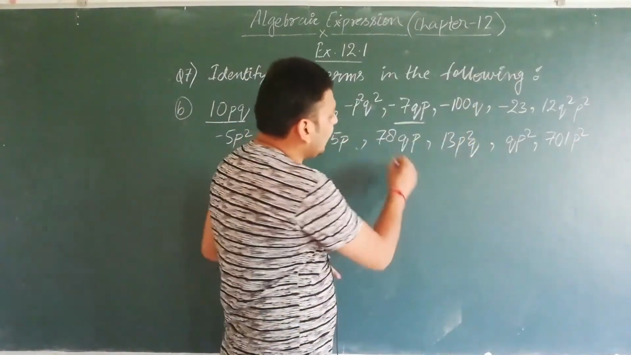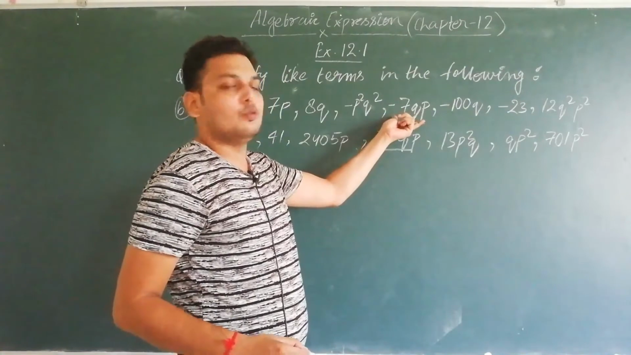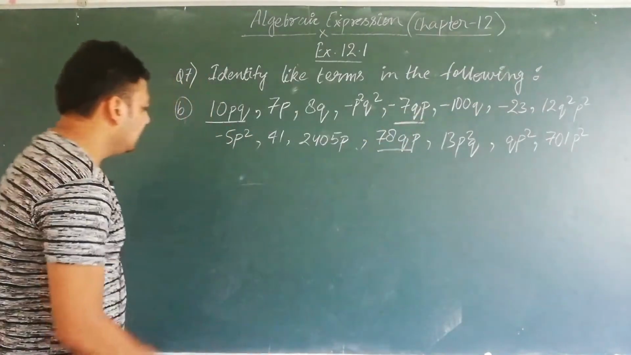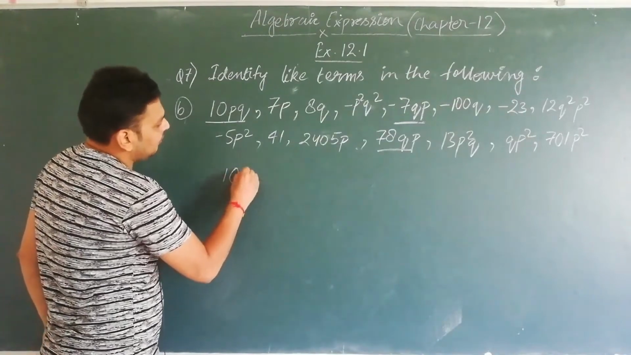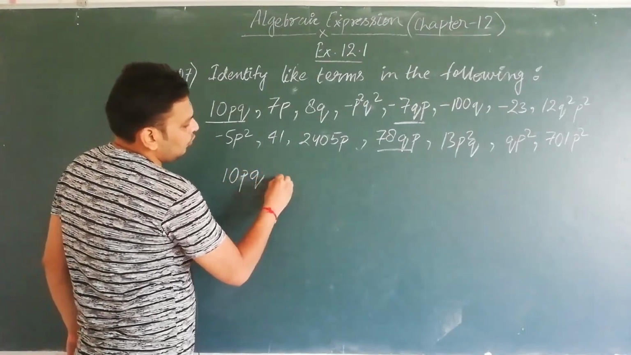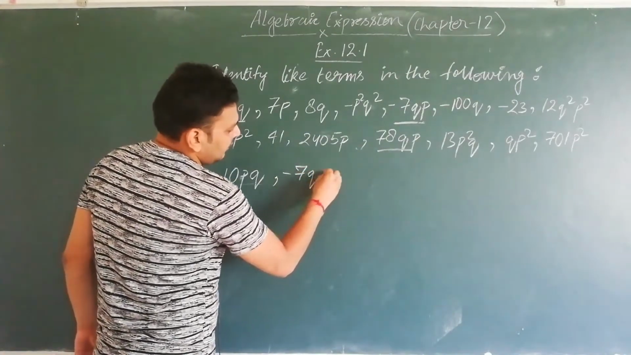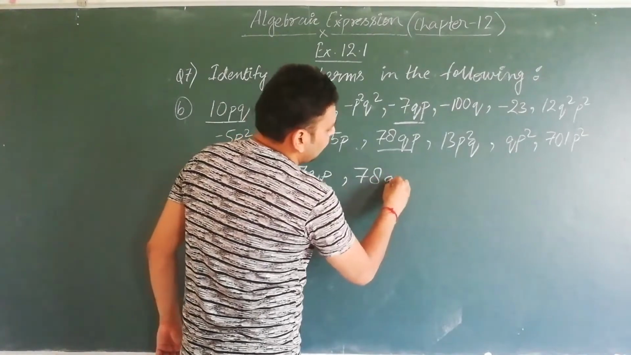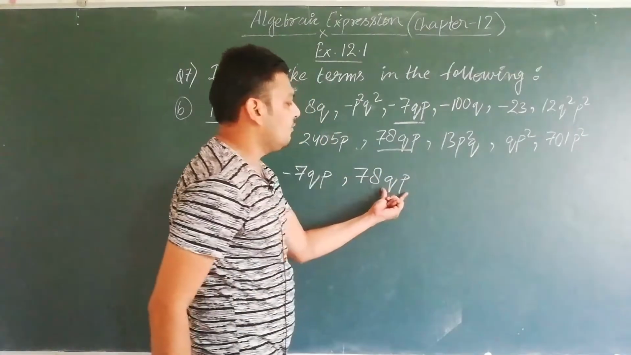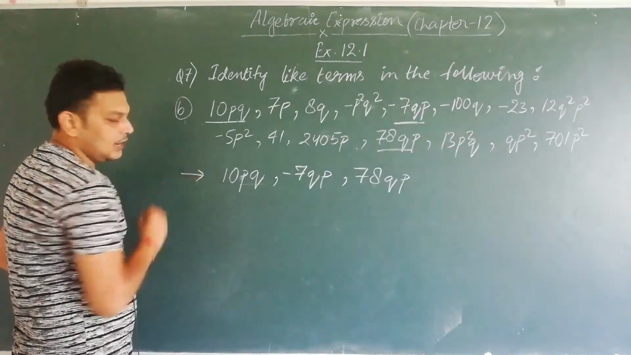Then 78qp is very similar to minus 7qp. So the like terms in this are 10pq, minus 7qp and 78qp. Okay, because their variables are same. Okay, this is the first like term.